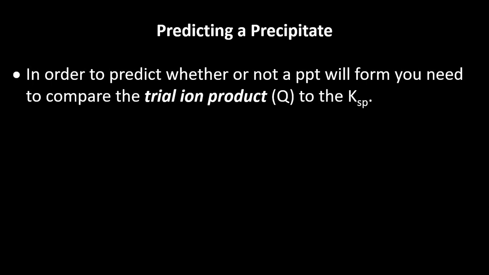All right, this video is on how we use the Ksp to predict whether or not a precipitate is going to form in a double displacement reaction. This is a bit of a throwback to what we did in grade 11. One of the things we used last year was our solubility rules, and we looked at the different kinds of ions, and they were either soluble or insoluble.